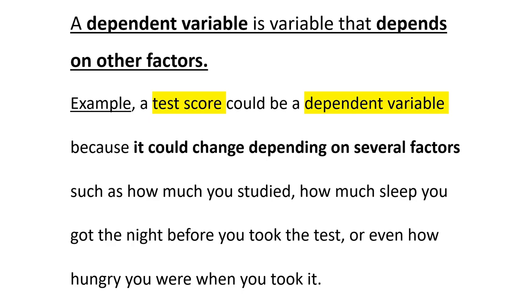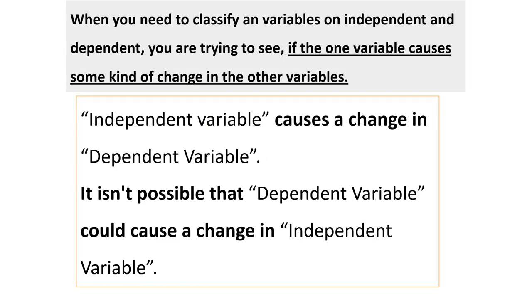For example, a test score, a grade on the exam, could be a dependent variable because it could change depending on several factors, such as how much you study, how much you sleep before the exam, and how hungry you are during the exam. So all of this influences the test score. The better you sleep, the more you study, and if you're not hungry during the exam, you will have a better score.